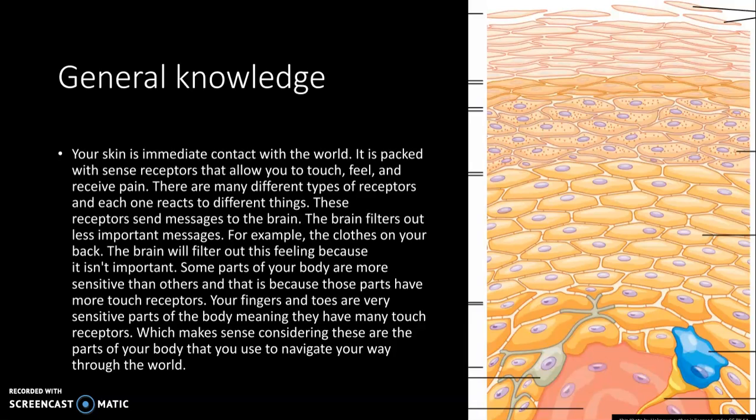Some parts of your body are more sensitive than others, and that is because those parts have more touch receptors. Your fingers and toes are very sensitive parts of your body, meaning they have many touch receptors. This makes sense considering these are the parts of your body that you use to navigate your way through the world.